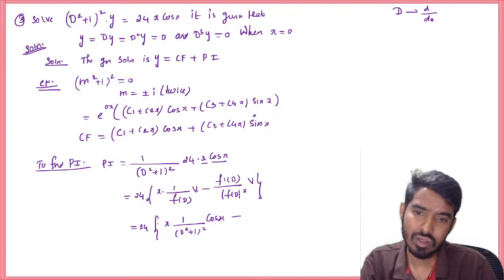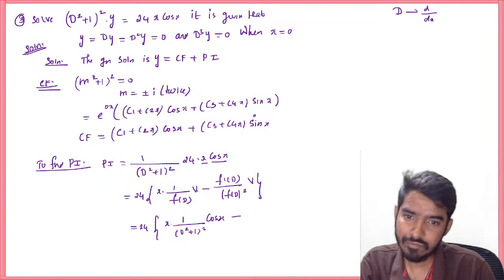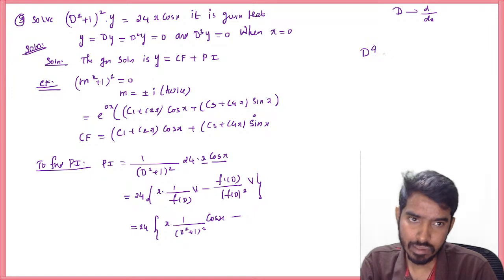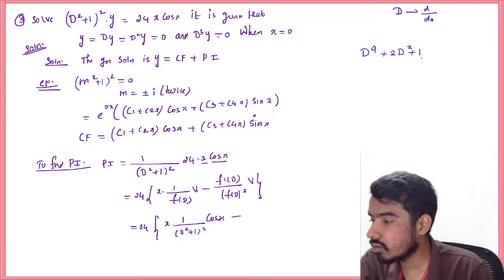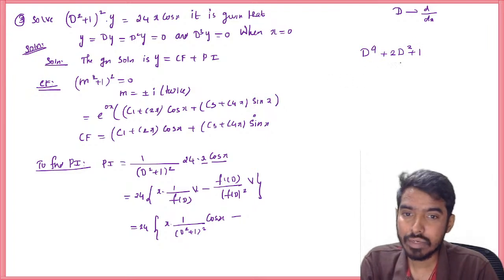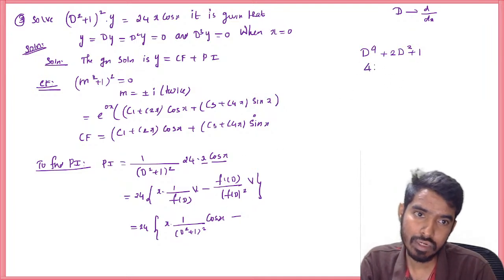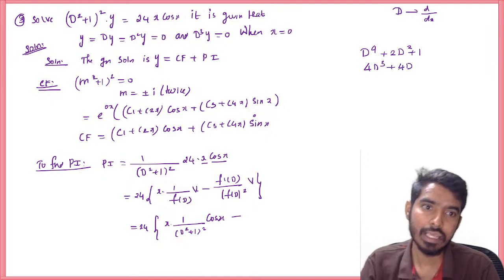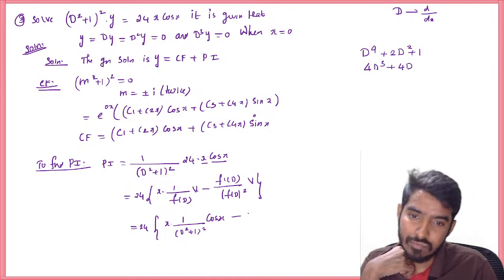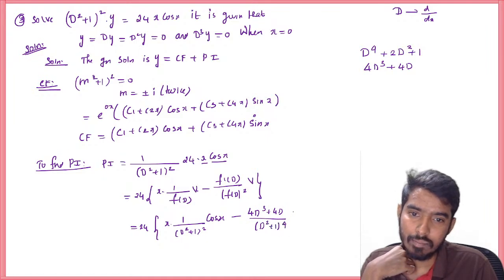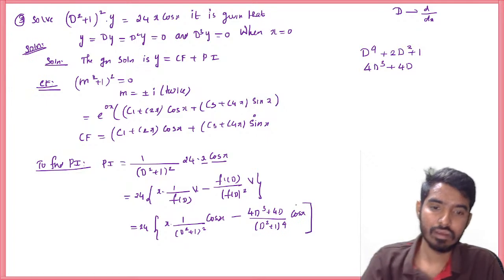Okay, so we'll do this, right? So 1 by f of D into B minus f dash of D. You just expand D square plus 1 whole square as A square plus 2 times AB plus B square, right? If you differentiate this, you will have 4D cube plus 4D. This will be 0. So f dash of D will be 4D cube plus 4D divided by f of D whole square, which will be plus 4 cos x, right?